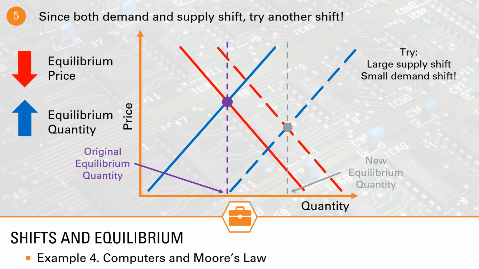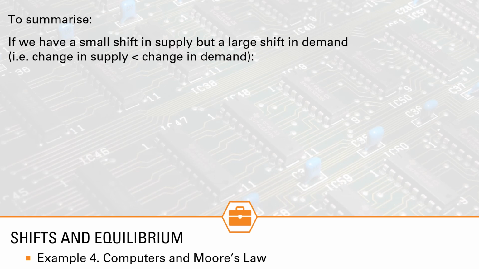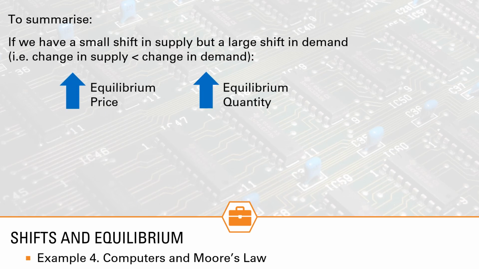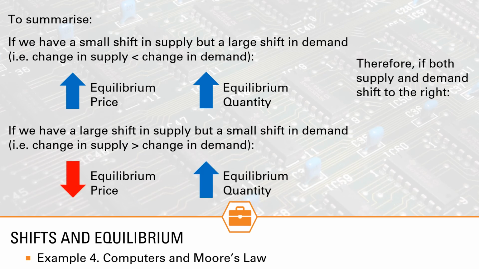Let's summarize what we just saw between these two graphs. And again, same shift. We both shift supply and demand in the same direction, but in different magnitudes. There's a different amount of shifting. And we can see we have two different results. To summarize what happened, if we got a small shift in supply and a large shift in demand, so that's the first one, the equilibrium price goes up and the equilibrium quantity goes up as well. However, if the shift in supply is large compared to the shift in demand, the equilibrium price this time goes down and the equilibrium quantity goes up.